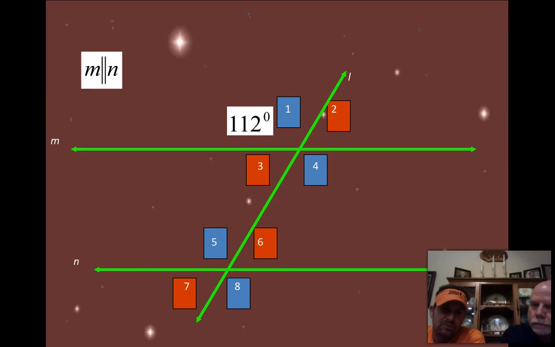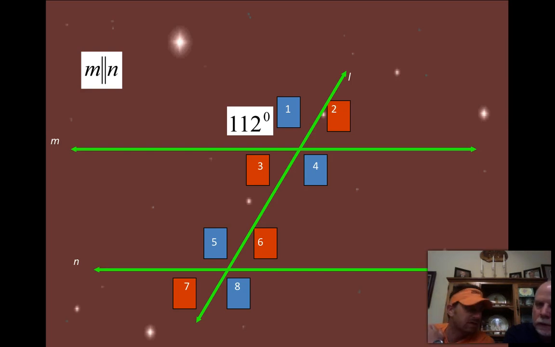So if I look at that 112 degree angle, really the only other way, if I just want to use these new ideas, is I can say, okay, if angle 1 is 112, then angle 5 must also be 112 because of the idea that corresponding angles are congruent. You can slide angle 1 right down on top of angle 5. They're corresponding angles. So I can say that angle 5 is also 112.